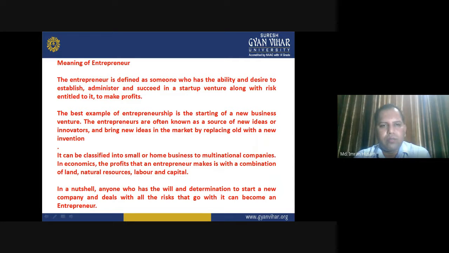Meaning of entrepreneur: the entrepreneur is defined as someone who has the ability and desire to establish, administer, and succeed in a startup venture, along with the risk entitled to it, to make profits. So, who is an entrepreneur? An entrepreneur is an individual who is always ready with complete knowledge of the market and has a complete desire to establish a business, to run it, to administrate it, and succeed in a startup venture. So, what are these things? They are known as startups.